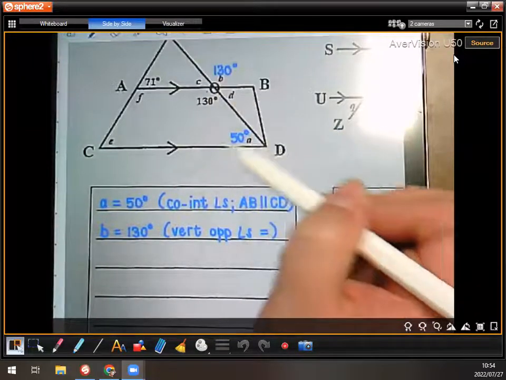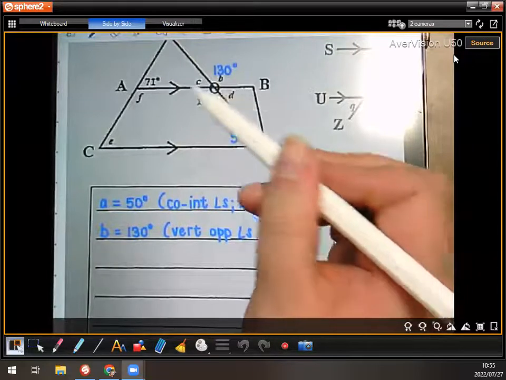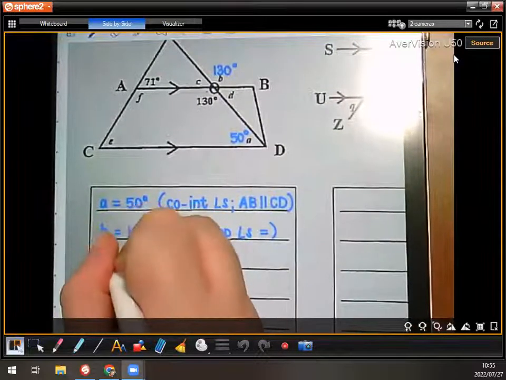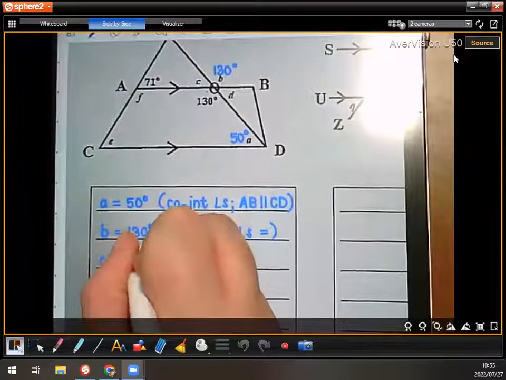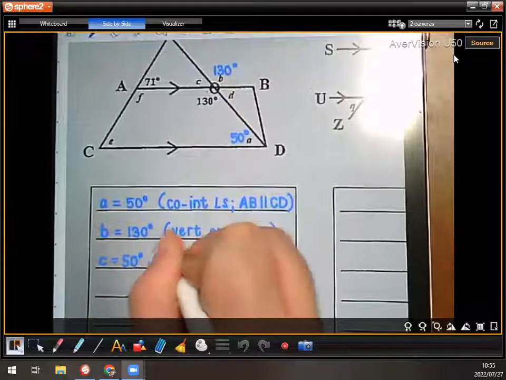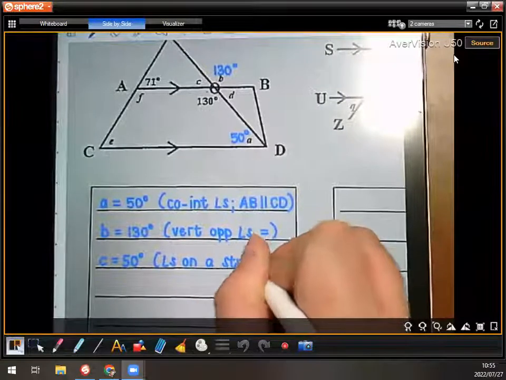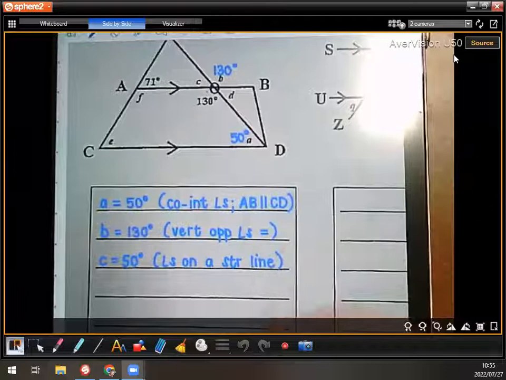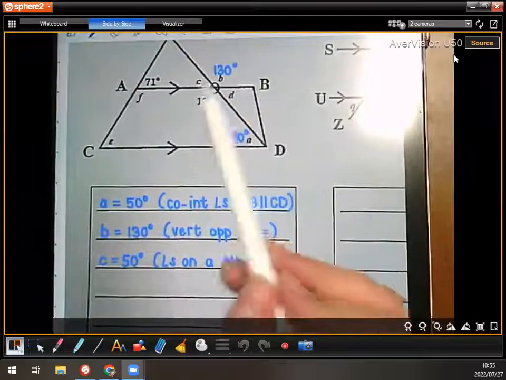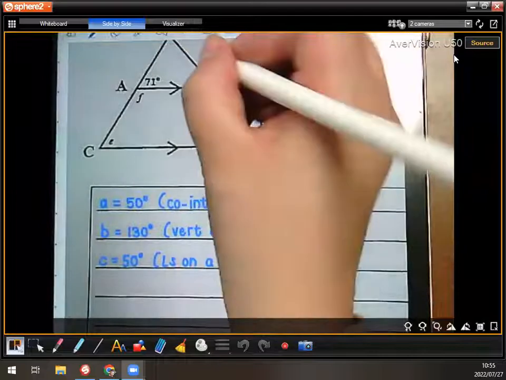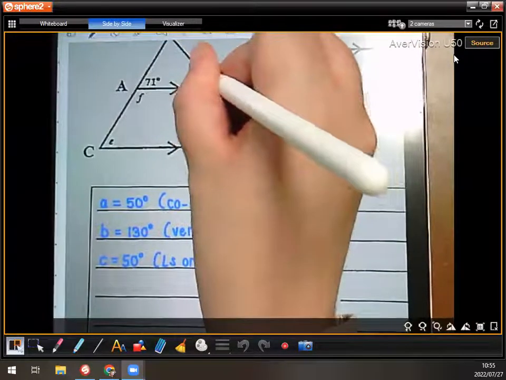Corresponding angles, you guys see that? X check over there with A. So we're going to go to corresponding as well. C is equal to 50 degrees. Angles on a straight line, or you can write corresponding angles, and then you're going to have to say AB parallel CD. I don't have space to write down all the reasons. So C is also 50.